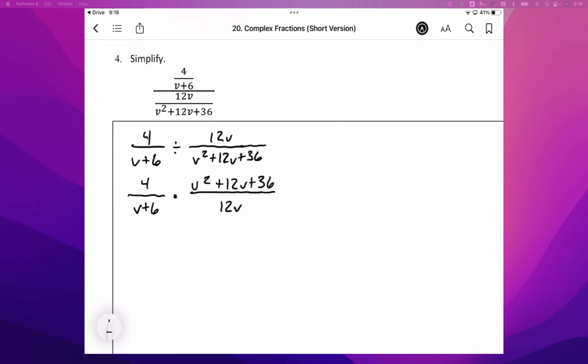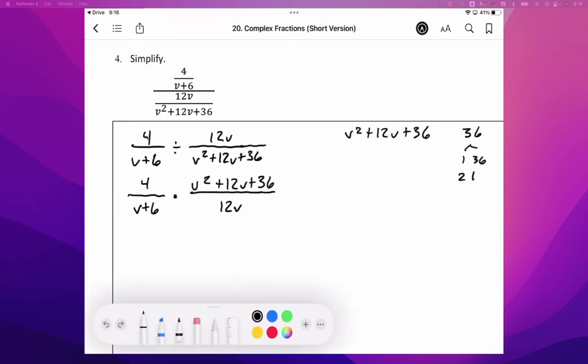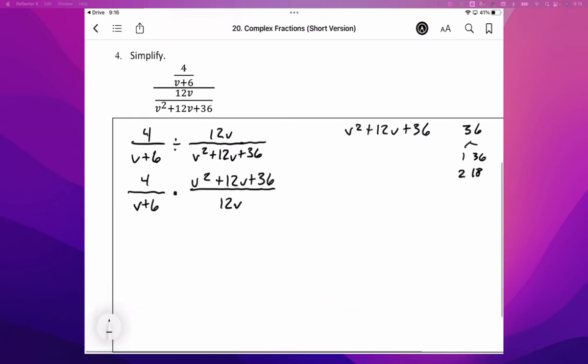And so we need to factor that numerator on the right. So let's go ahead and do that. v squared plus 12v plus 36. Factors of 36 are 1 and 36, 2 and 18, 3 and 12, 4 and 9, and 6 and 6. So we need to make 12, and so the 6 and the 6 will do that. So we've got v squared plus 6v plus 6v plus 36.